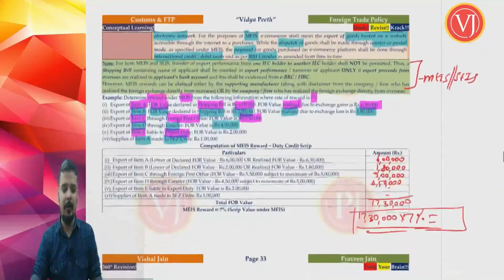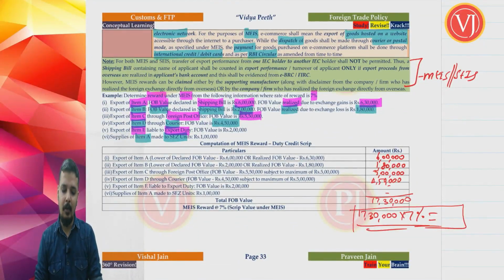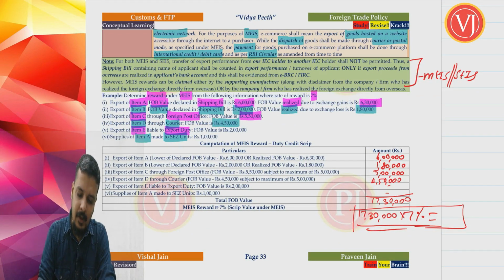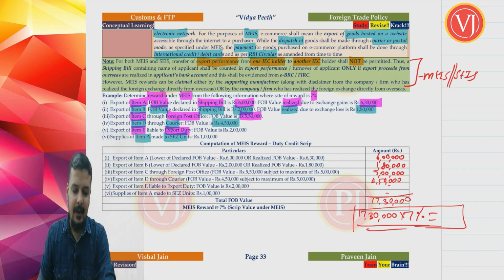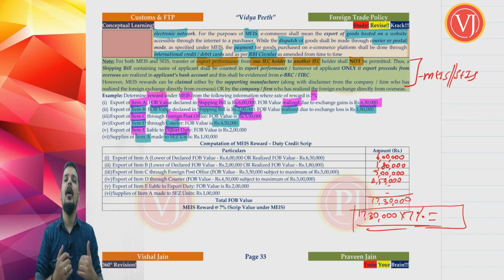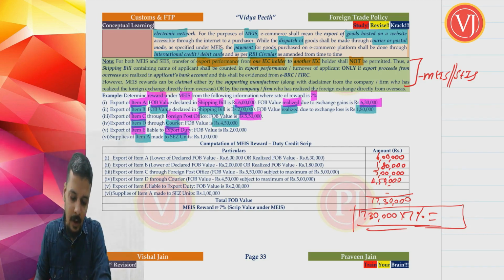Now friends, there was one point which was left out, which I said is common for both your MEIS and SEIS. Now what is that common point? Rather, this should have been given under the common category. You cannot transfer the export performance from one import export code holder to another import export code holder. It's not permitted. Just like your star category, 1-star export house, 2-star export house, 3-star export house, etc., that transfer of export performance cannot be done by one IE code holder to another IE code holder.